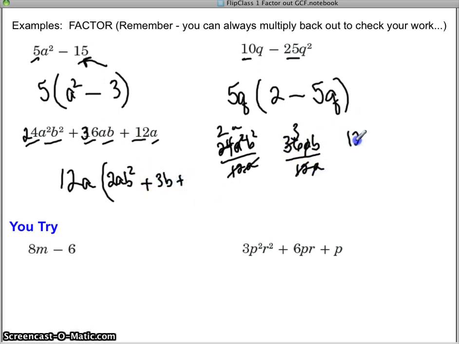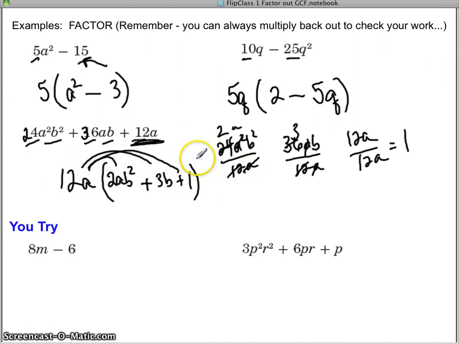And then plus 12a divided by 12a, those cancel. Okay, now when they cancel though, what is left? What is 12a divided by 12a? Not 0, they don't cancel completely, but you have a 1 left. So you need plus 1. Don't forget that. Okay, I can't stress that enough. Do not forget that 1, because when you multiply back out, if you don't have a 1 there, you miss that plus 12a.